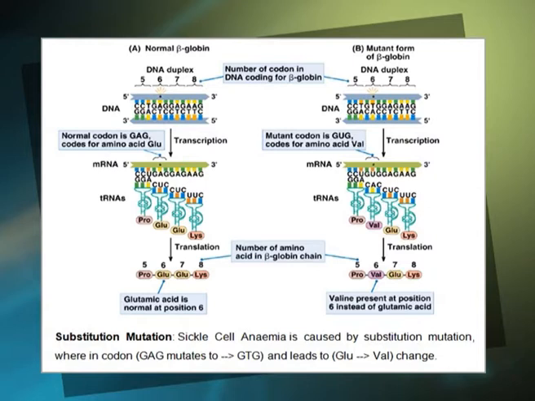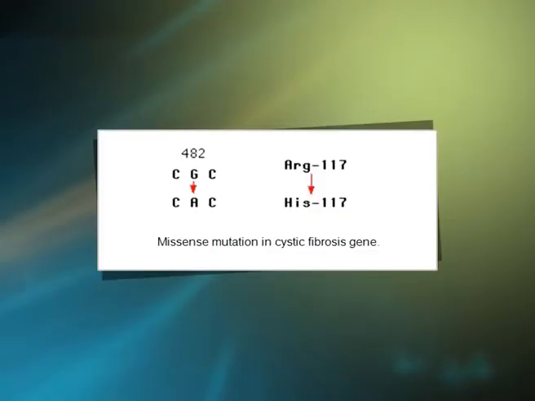Sickle cell anemia is caused by a substitution mutation, wherein the codon GAG mutates to GTG and leads to the change from glutamic acid to valine. In cystic fibrosis, the replacement of G by A at the 482nd nucleotide of the gene for the cystic fibrosis transmembrane conductance regulator, or CFTR, changes the codon CGC, that is arginine, to CAC, which is histidine. Thus, the 117th amino acid becomes histidine instead of arginine.